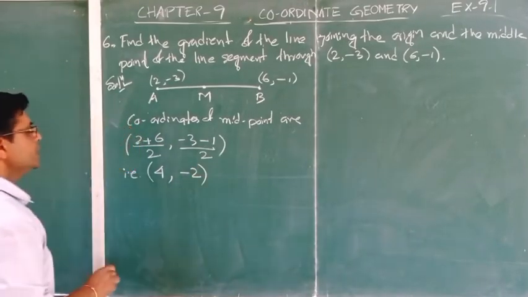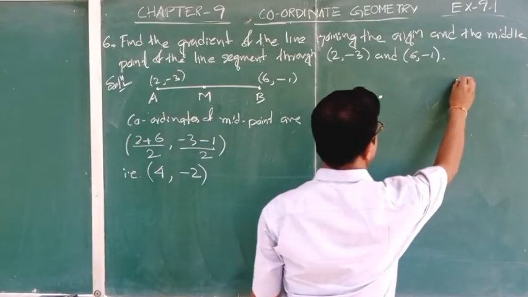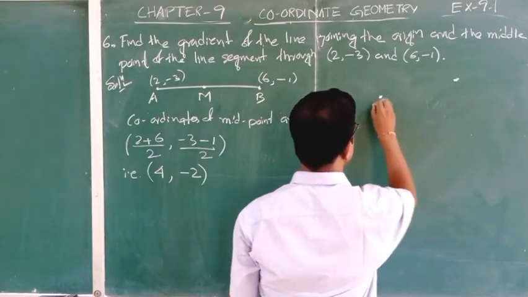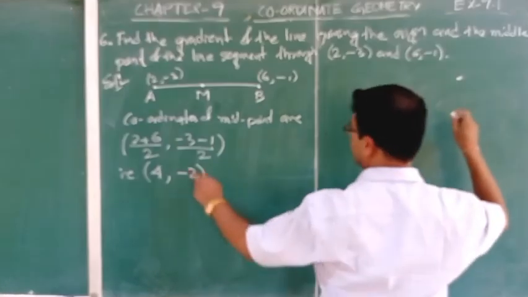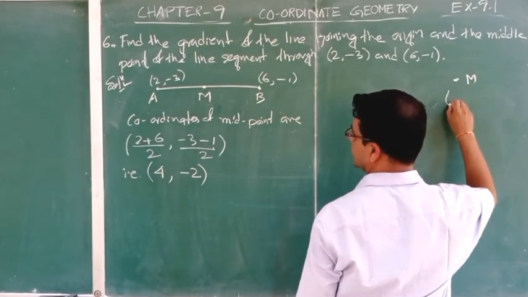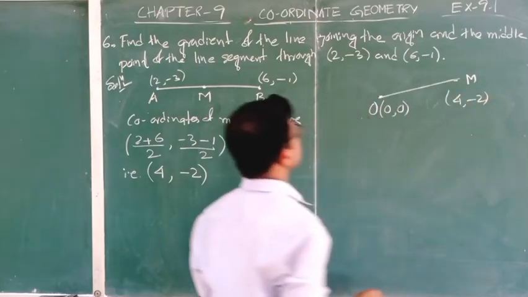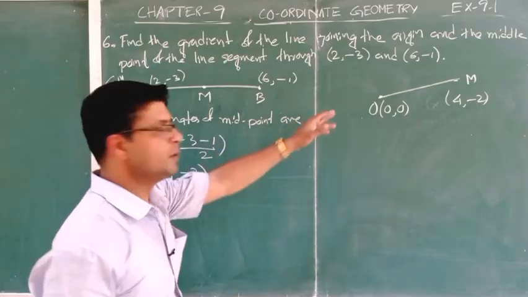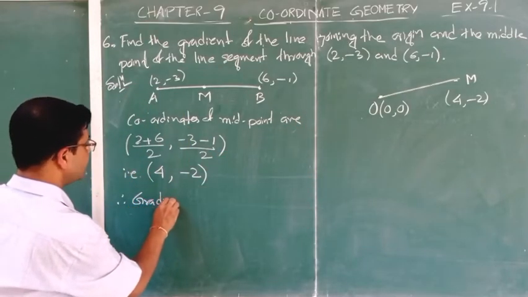Now, the question is, there is a point and there is another point. This point is the origin. Its coordinates, you know, are 0, 0. And this point M, its coordinates are 4, minus 2. We are asked to find the gradient. So therefore, gradient is equal to, how do we find?